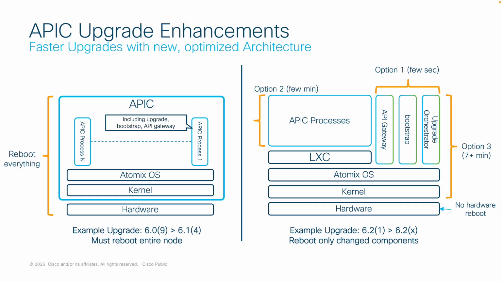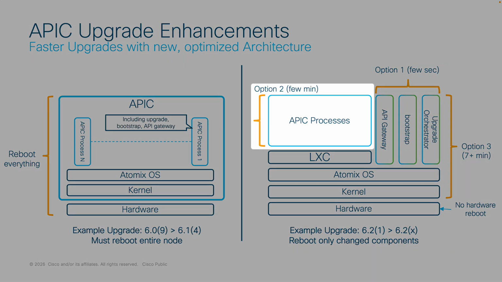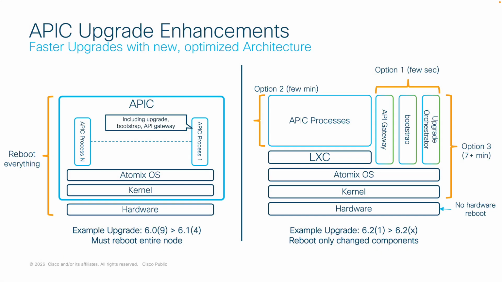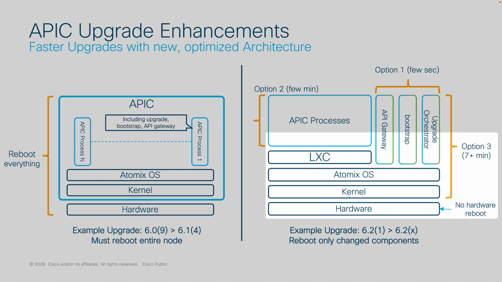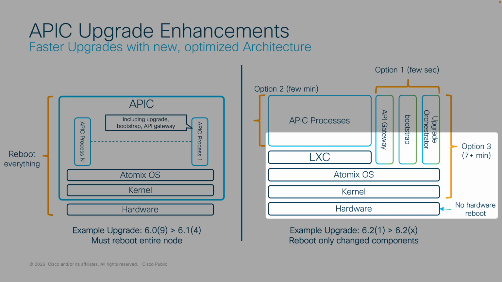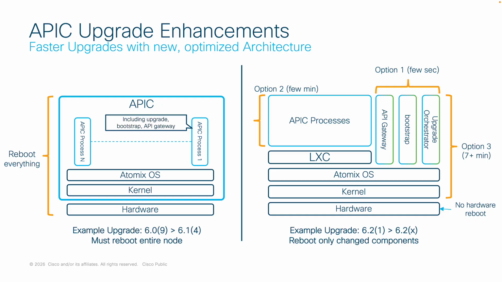So if there was just a bug or an improvement in the API gateway, let's just patch that and not have to reboot anything. If we're talking about, let's say, more sophisticated APIC level processes, option number 2, that is now only a couple of minutes at most as we restart those whole processes, but we didn't have to reboot the whole box. And then if we are touching the kernel, if we are touching the OS, that is a bit more of a bigger change, and we would have to reboot all of that. And so option 3, we measure somewhere roughly around 7 minutes or so, but we don't have to reboot the hardware, just all of the software that's running on.